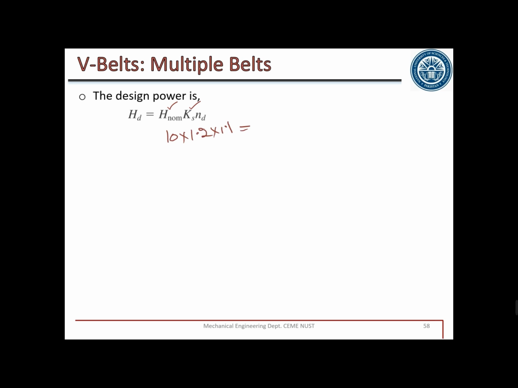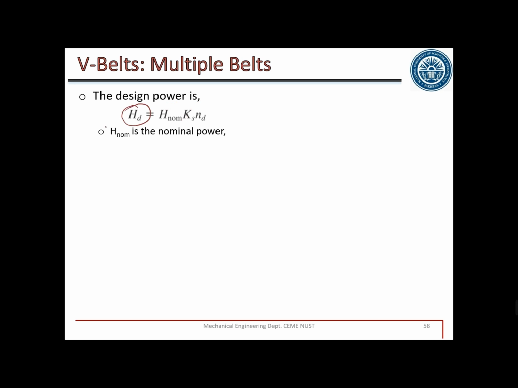Let me just calculate. Here is the calculator. 10 into 1.2 into 1.1 gives you 13.2. So your belt system has to transfer a uniform power of 13.2 horsepower. In that case, it can provide a constant output power of 10 horsepower. So that's how we calculate HD.